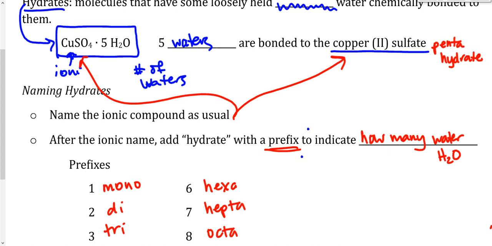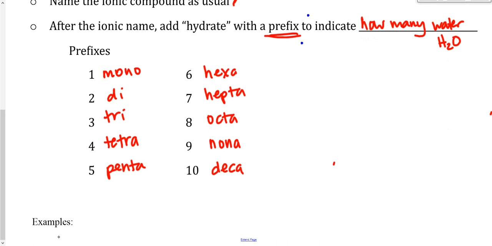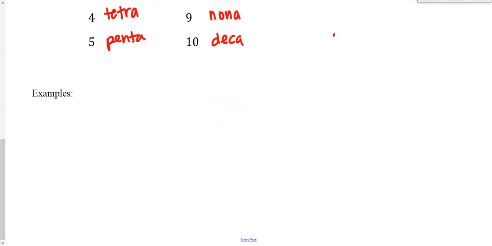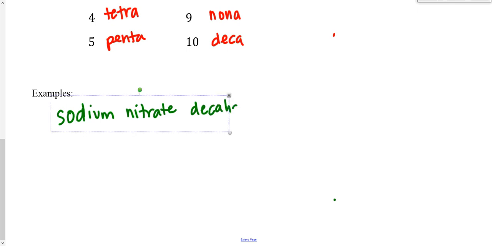All right, so let's do a few examples. We'll do each way. First, if I give you a name, sodium nitrate decahydrate. If we were going to write the formula for this, we'd first figure out what our ionic compound is, and that's right here.